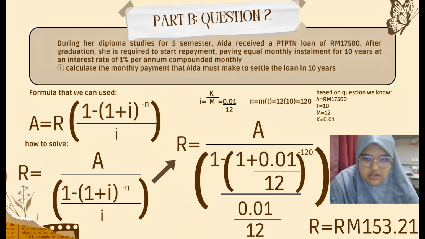So we just insert the information that we got into the calculator. So we got the answer of R equals 153 ringgit and 21 cents.